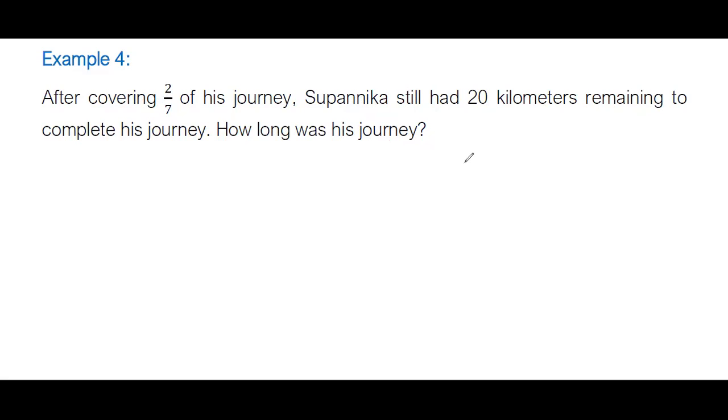Okay, so we are looking at a student or someone called Supanika. She was moving to somewhere, but she covered 2 out of 7 of his journey. But now after covering 2 out of 7, she still had 20 kilometers remaining to complete. So we need to know what was the distance all together. So we can say that Supanika covered 2 out of 7. So who can tell me what fraction was not covered?